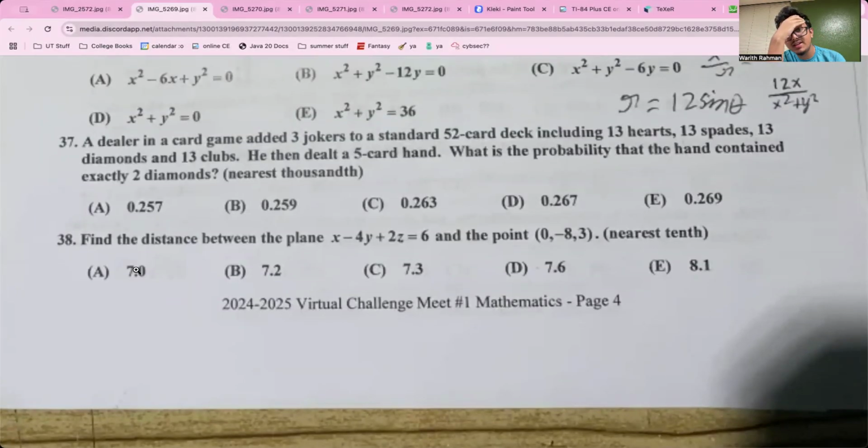And 38, last one before I take that break. Find the distance between the plane and the point. You'll also see questions where it's like find the distance between a line and a point. Very similar formula. Just note what the difference is. So what we're going to do is move the 6 to the left side so that it's x minus 4y plus 2z minus 6 equals 0. And we're going to calculate this value at the point 0, negative 8, 3. There's a whole proof for why this works. I actually have it written down somewhere, I think. Let me try to find it.